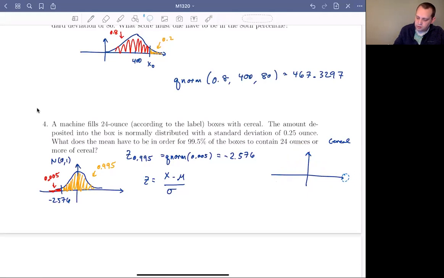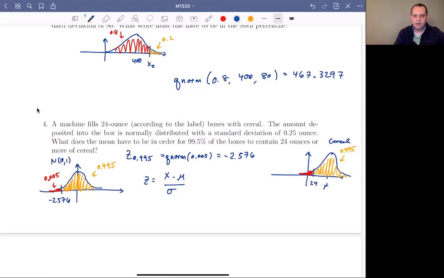So what we're going to do is figure out what does the mean have to be in order for this cutoff here to be 24, so that the area to the right of 24 is 0.995. I hope that makes sense the way I said it. This again will not be to scale, but the idea is you want to figure out what does the mean have to be, in this case we'll call it mu, so that the area under the curve to the right of 24 is 0.995. That's essentially what we're asking here.